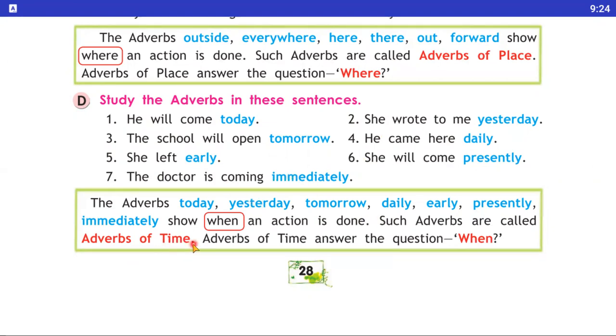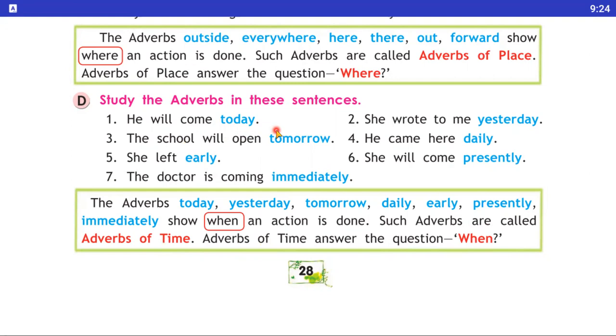So ये adverbs कौन से कहलाते हैं? Adverbs of time. So adverbs of time answer the question when. जो adverbs of time होता है जब उनका answer क्या होगा हमको किससे मिलेगा? When से. When we start a question from when. So in the number one sentence, he will come today. So when will he come? वो कब आएगा? Yes, he will come today. वह आज आएगा. So today here is an adverb of time.